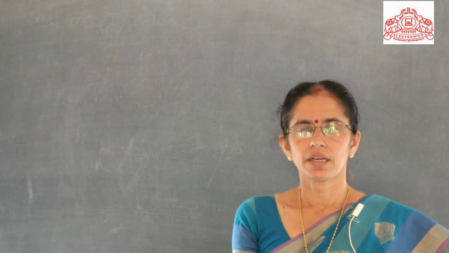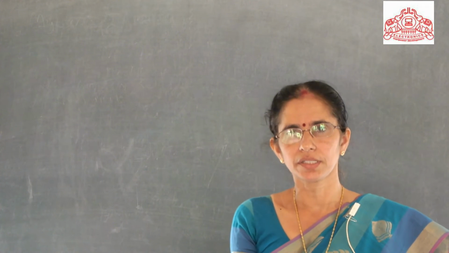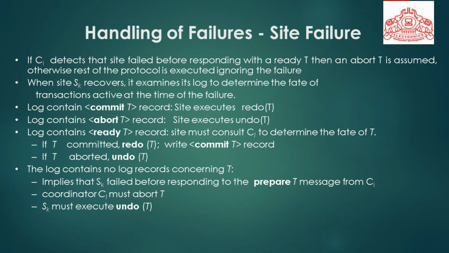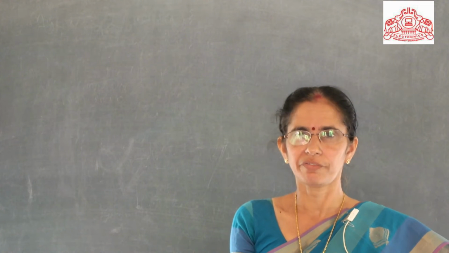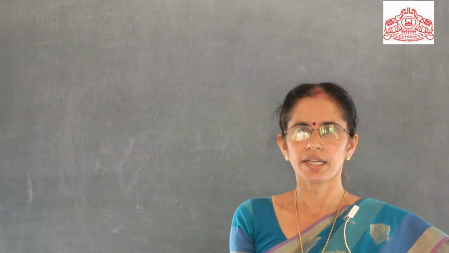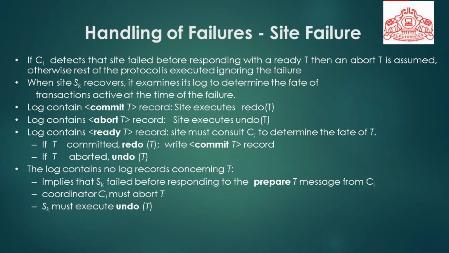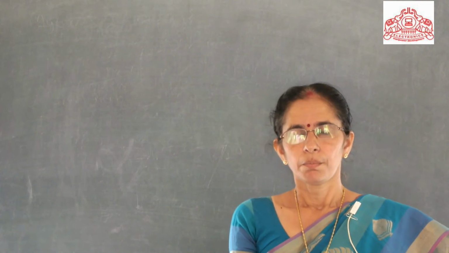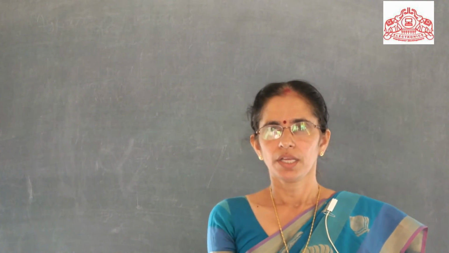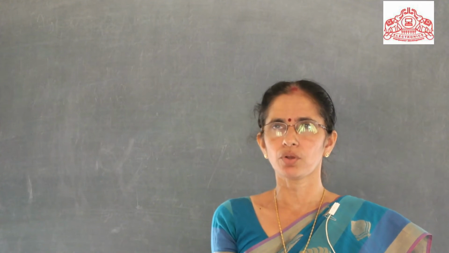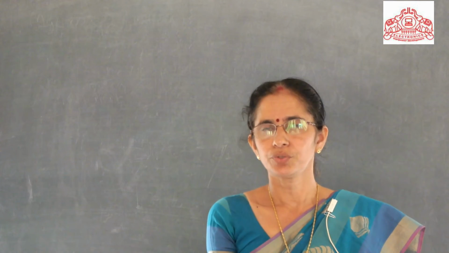When the failed site, say SK, recovers, it examines its log to determine the fate of the transaction that was active at the time of its failure. If the log of the site SK contains a commit T record, then the site executes a redo T, because it was promising to commit the transaction, so whatever has been done by the transaction should be redone. But if the log contains an abort T record, then that says there was some error, so the site should execute an undo T, because all the effects done by the transaction should be neutralized.